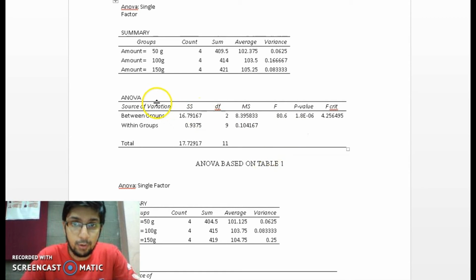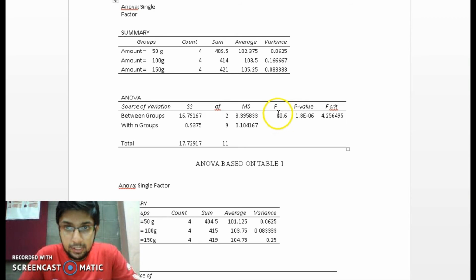From this ANOVA table, we do know that the value F denotes the test statistic, and to get the value of F, we need to divide the mean square between the groups, which we get as 8.395833, by the mean square within the groups, which is 0.104167, and we will get the test statistic F as 80.6.